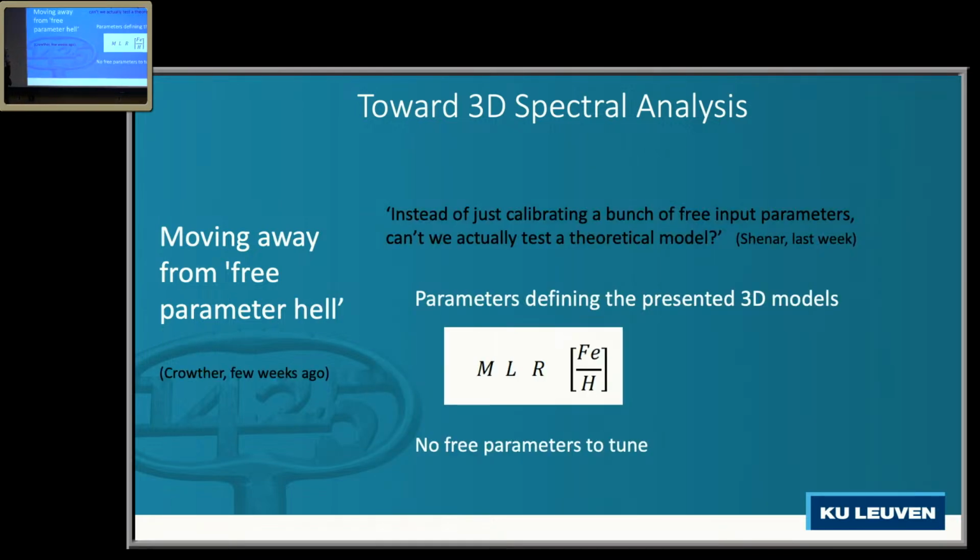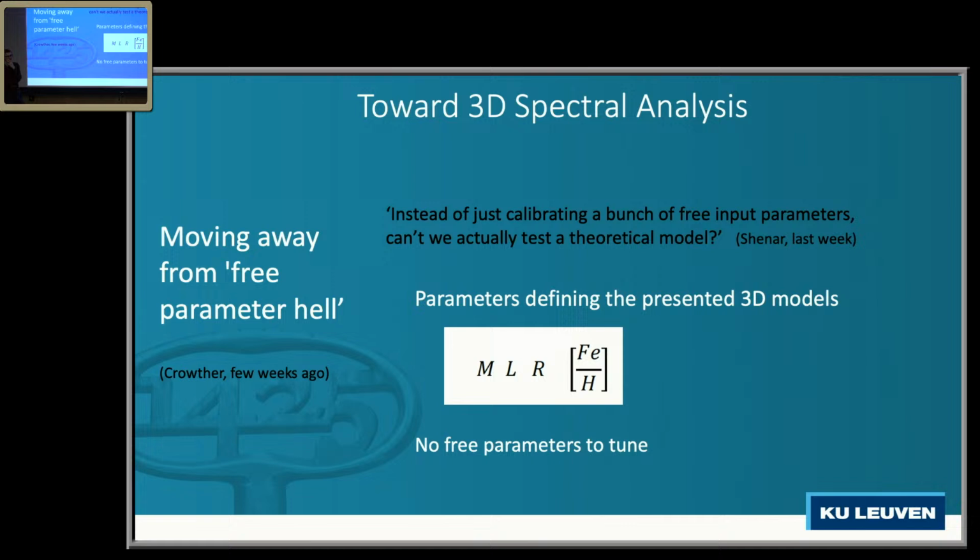But of course, we shouldn't really call this free parameter heaven. I think it was Paul who pointed out to me that it's really a free parameter hell. And also I wanted to say, something that Tomer Chenard pointed out to me last week: I just wish that instead of calibrating a bunch of free input parameters, can't we actually test the theoretical model?